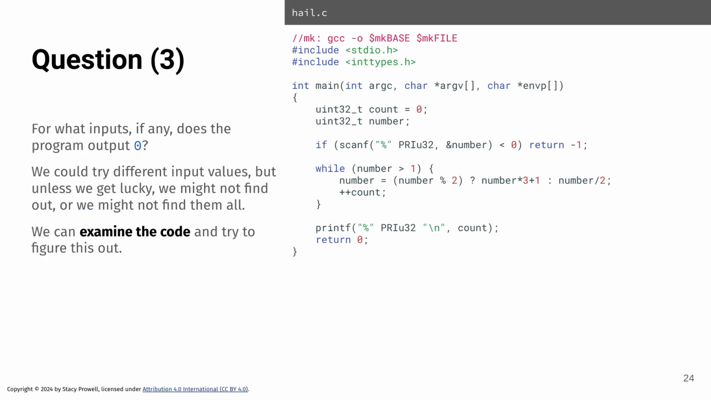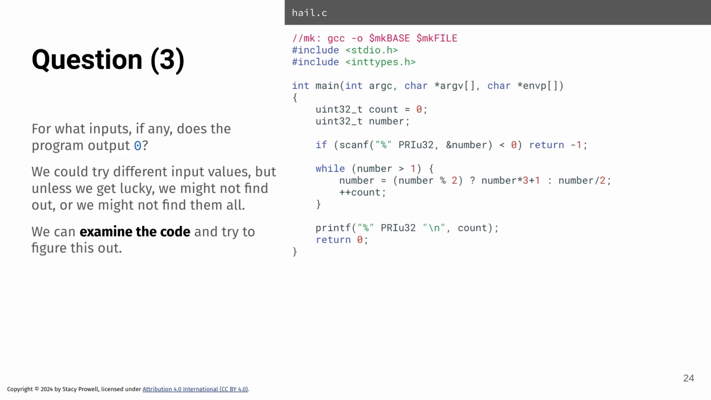So how about this question? For what inputs, if any, does the program output 0? Well, we could again run it, and we could try different inputs and see if we get 0, and we might get lucky and get 1. But the question has this sort of for all nature to it. It says, for what inputs does the program output 0? So that sort of seems like I want to know them all. And that might be tricky.